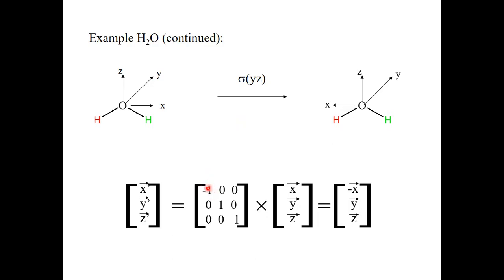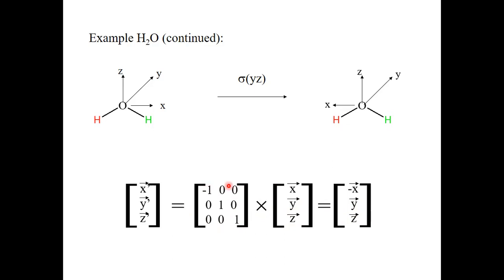So we have here -1 times x plus 0 times y plus 0 times z. Well, that gives minus x. 0 times x plus 1 times y plus 0 times z. Well, that gives y. And 0 times x plus 0 times y plus 1 times z. Well, that gives z. So again, by the multiplication rule for matrices, we can show that this is the correct transformation matrix.